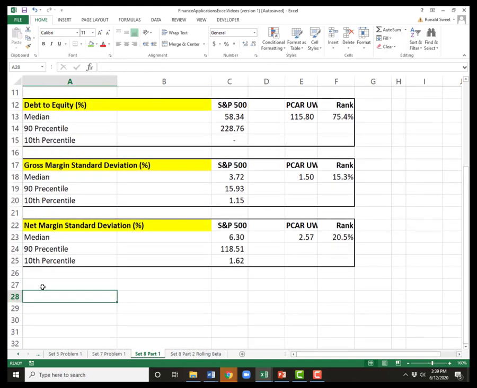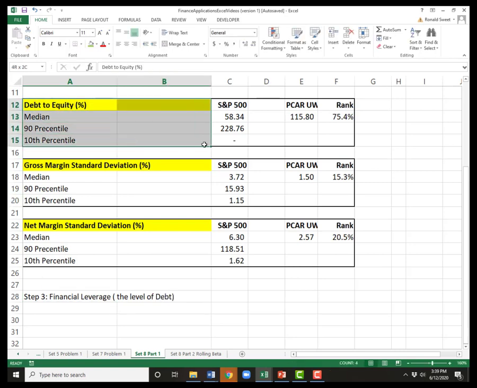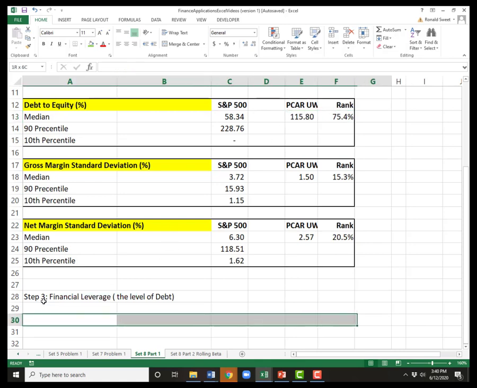Step 3 is a very straightforward one, which is their financial leverage. That is the level of debt. And this one's really straightforward. In this table you bring over, it shows you their debt to equity versus the typical stock. And you can see that Packer's debt is really quite high. So I'm going to bring that into my analysis.